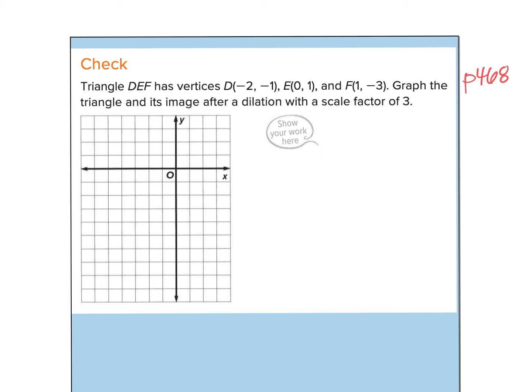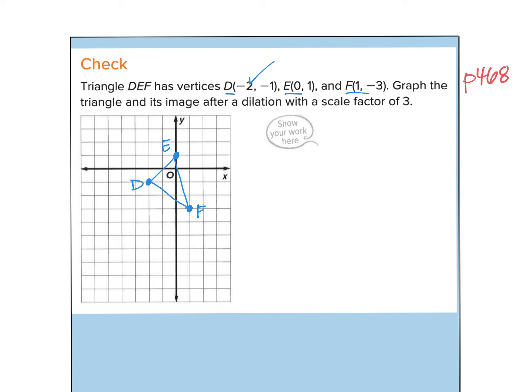It says, I have a triangle with these vertices. Let's graph those. So 2, -2, comma, -1 would be there. You can start graphing. 0, comma, 1 would be up here. I'm going to label that E. And F is 1, comma, -3, somewhere down here. Okay, so first thing I'm going to do is draw that.